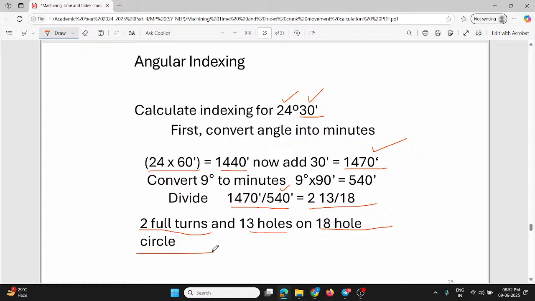So rapidly we have discussed all these numericals, that is the numericals on machining time calculation for the lathe machine, machining time calculation for the drilling machine, and also how to calculate the index crank movement. So this is all from my side. If you have any doubt, please ask. Please type in the chat box so that we can discuss. Otherwise, we will stop here.